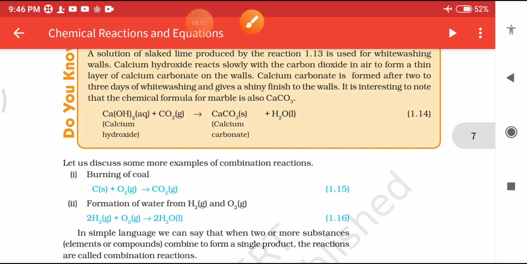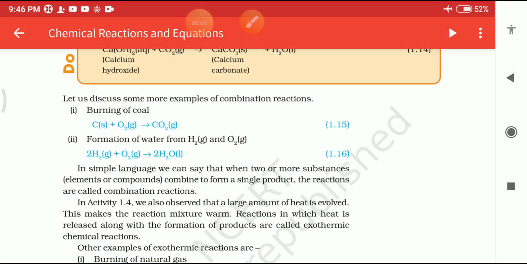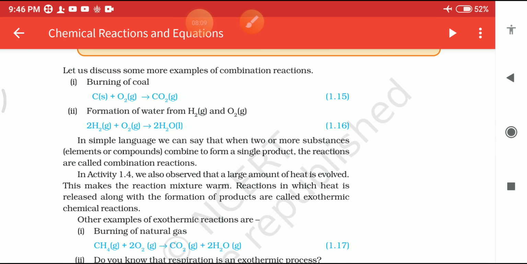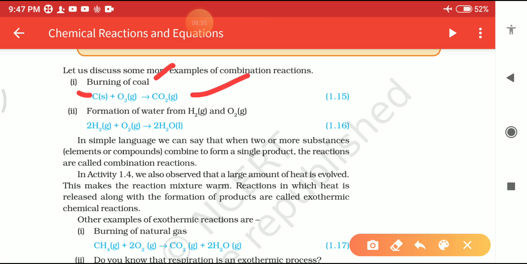Now students, we have another example also. See here, examples of combination reaction. The first one is burning of coal. In coal, lots of carbon is present. This coal is in the form of a solid, and in the coal carbon is present. That's why we will write here C. C is the symbol of carbon. When this carbon comes in contact with oxygen, it will release carbon dioxide gas. It's another example of a combination reaction.